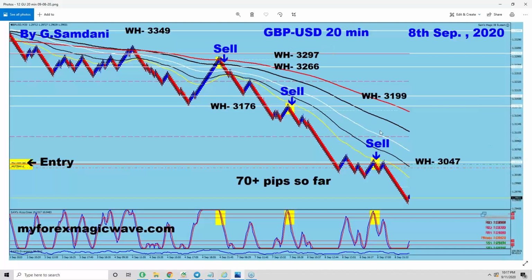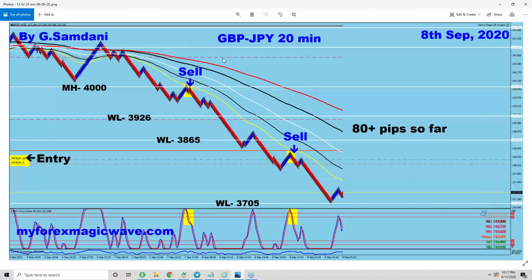So Pound USD, this is the third one. You remember the first one, the second one on the 8th, and then the third again on the 8th for 70 pip more, dropping below 1.30.47. Very, very powerful area. Right, and then Pound Yen. You see that was the first one. This is the second trade here, and for 80 pip here on the 8th.